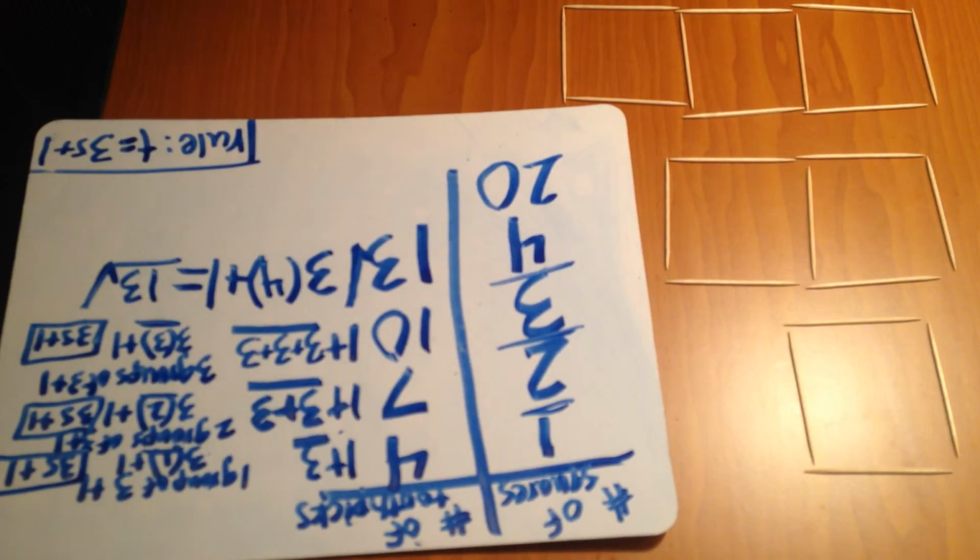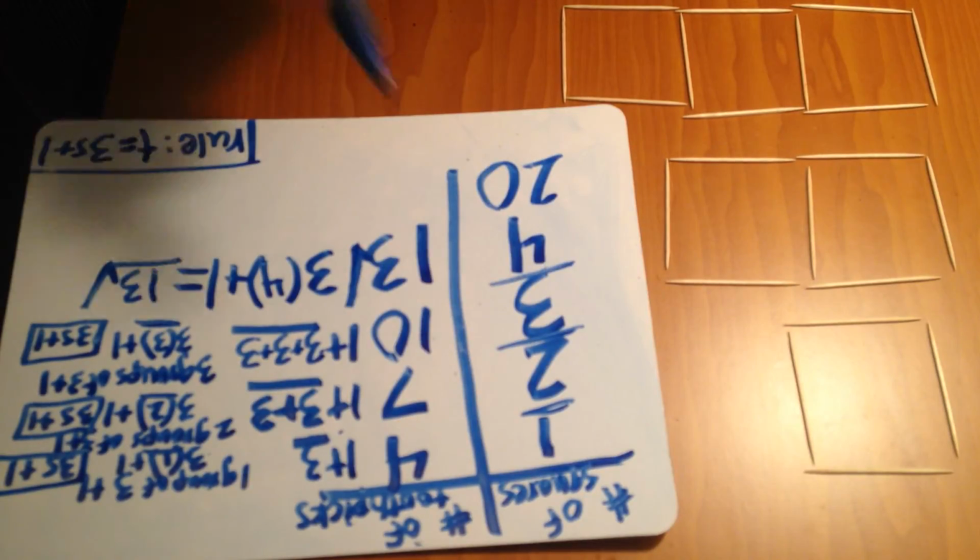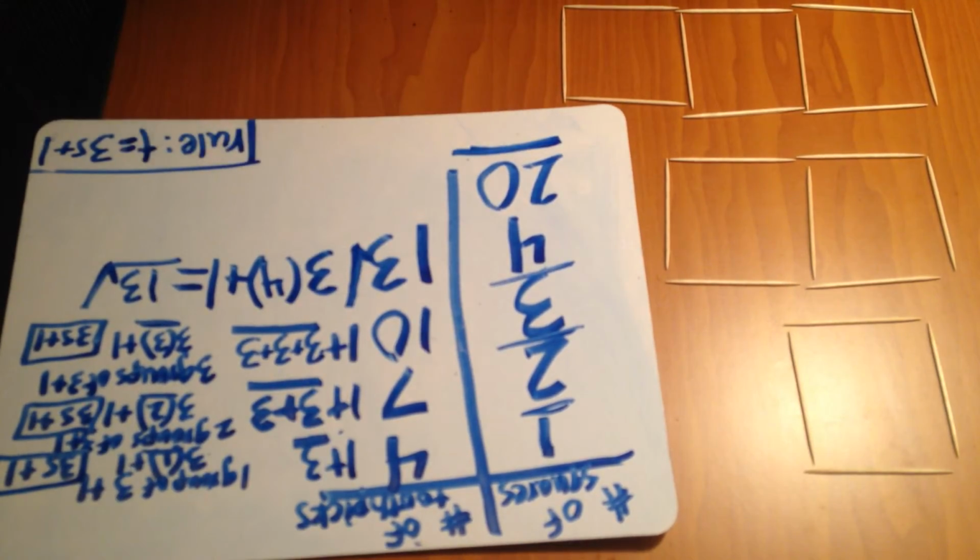And so now that I've done that, and I know that it's right, I'm going to go ahead and find how many toothpicks are in 20 squares. Because this is a big number, and I know that I don't want to count up by 3 each time, so I'm going to use my rule.